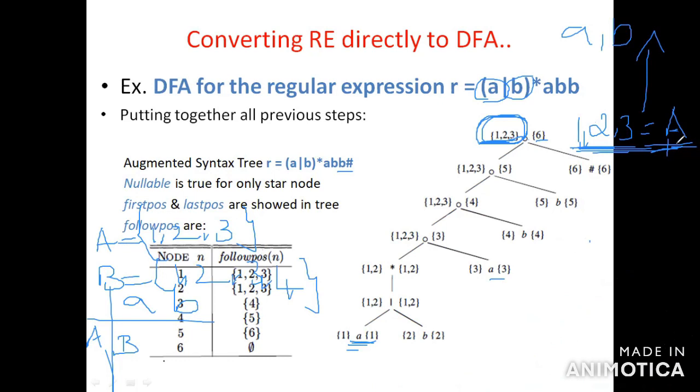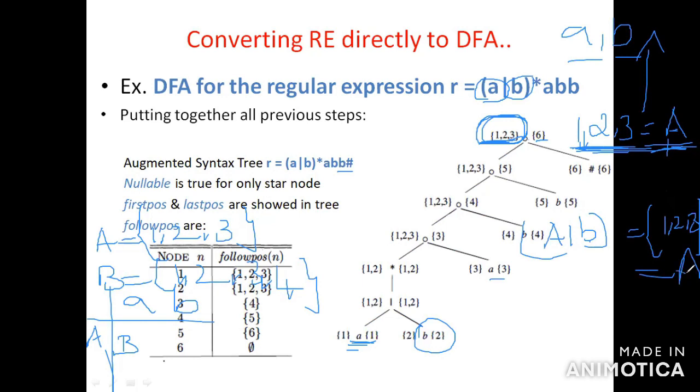Now A is completed for input symbol a, then you can go to the input symbol b. Now you are calculating for A comma b. In that position set {1, 2, 3}, which position is b? Out of {1, 2, 3}, only 2 is b. So what will we do? The follow position of 2 you have to calculate. The follow position of 2 is {1, 2, 3}. So A comma b is {1, 2, 3}, which is already marked as A. So A comma b is A.